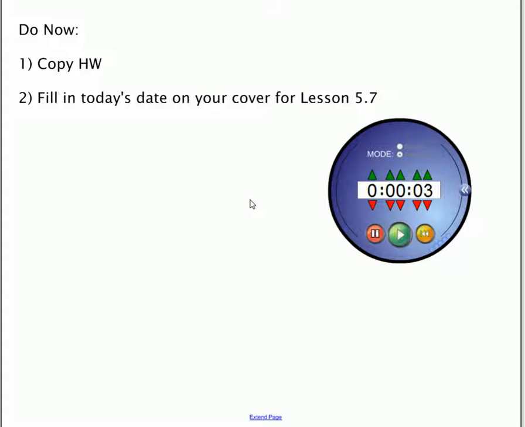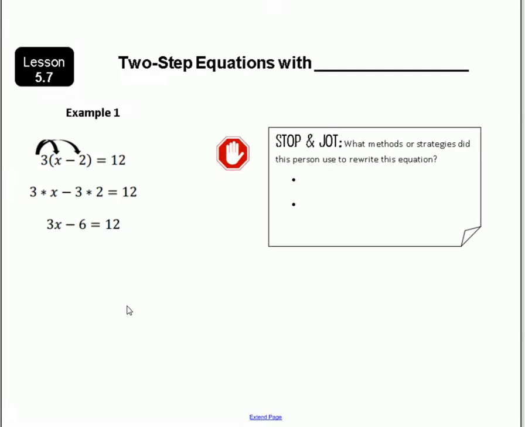I don't know if my timer's going to go off, but we'll count it down. 2, 1. Oh, it did. How about that? Alright, so let's get started. Today's lesson is lesson 5.7. We're doing two-step equations with blank. We're going to fill in that blank, hopefully, after this first example.